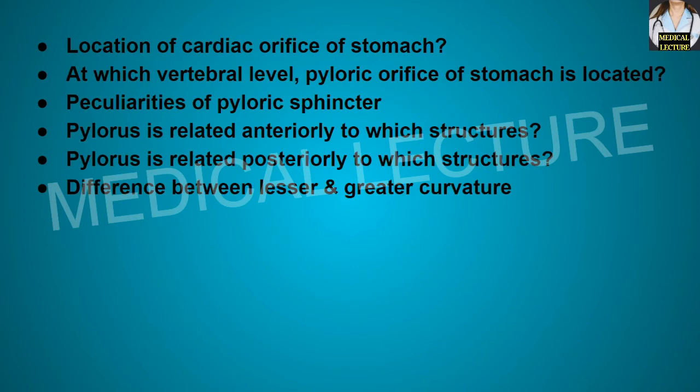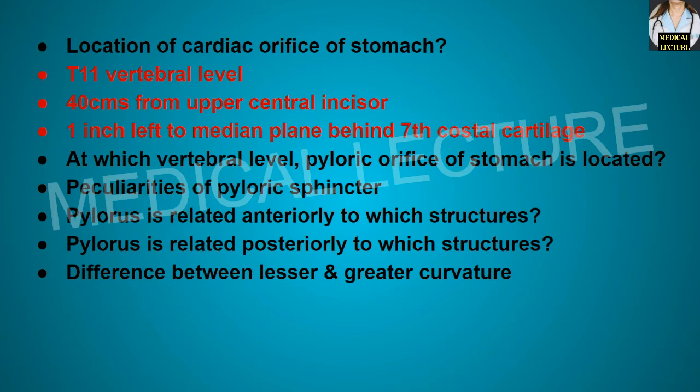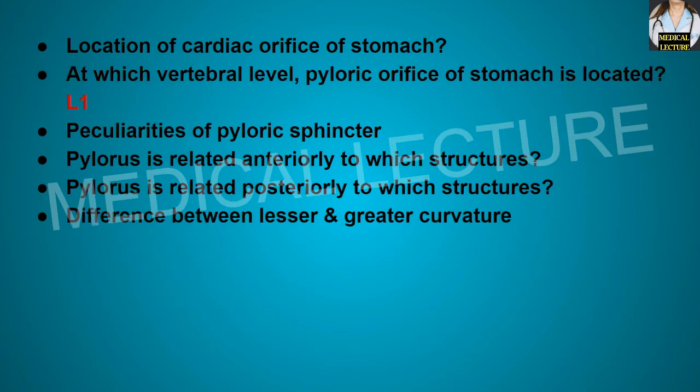What is the location of the cardiac orifice of the stomach? So the location of the cardiac orifice of the stomach is at the T11 vertebral level, about 40 centimeters from the upper central incision, and 1 inch left to the median plane behind the 7th costal cartilage. At which vertebral level is the pyloric orifice of the stomach located? So at the L1 vertebral level, the pyloric orifice of the stomach is located.